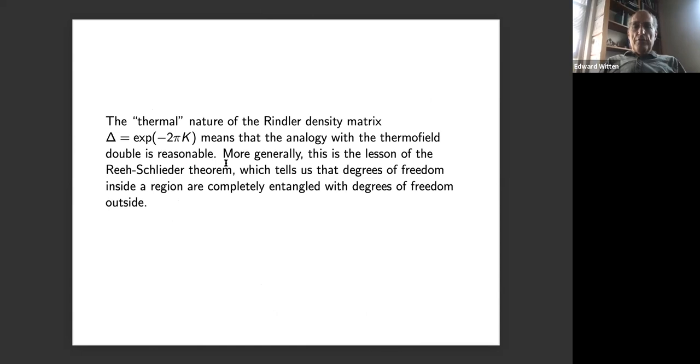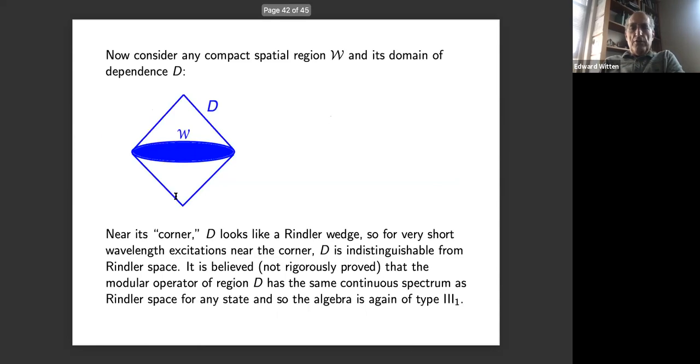So for Rindler space, we had this exact answer, which exhibited a kind of thermal description. But the Reeh-Schlieder theorem tells us that something somewhat similar is true in general, with the degrees of freedom inside completely entangled with those outside. Now consider any compact spatial region W in its domain of dependence D. Near the corner, D looks like a Rindler wedge. So for very short wavelength excitations near the corner, D is indistinguishable from Rindler space.